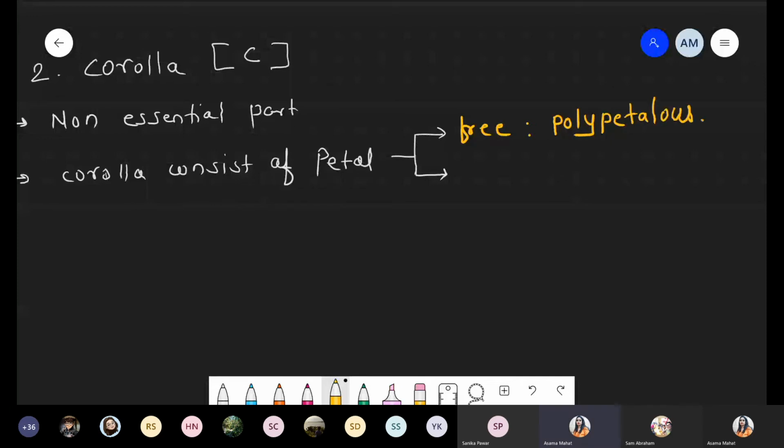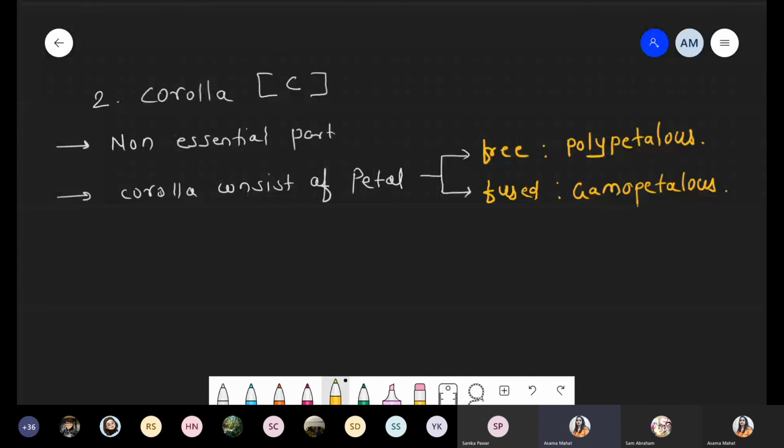Polypetalous. Now if petals are fused, this condition is represented by gamopetalous. Gamo means fused, petalous means petal. So it is a simple word, but we are just changing the word from sepal to petal. Right? Now in this condition we are taking just the names and an example for polypetalous and an example for gamopetalous, because in detail we'll discuss this structure later, but right here I'm taking only examples. So first point we are talking about is polypetalous.